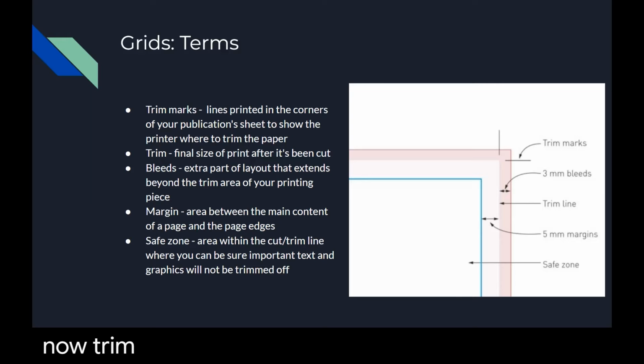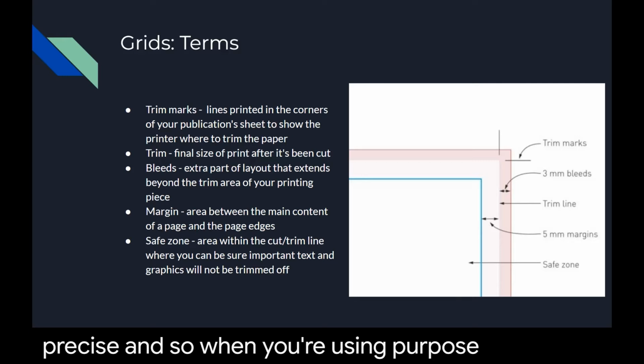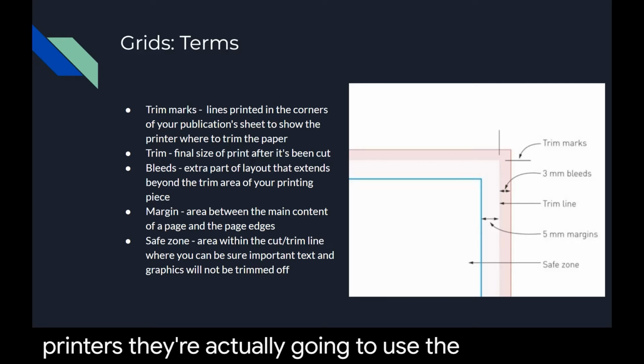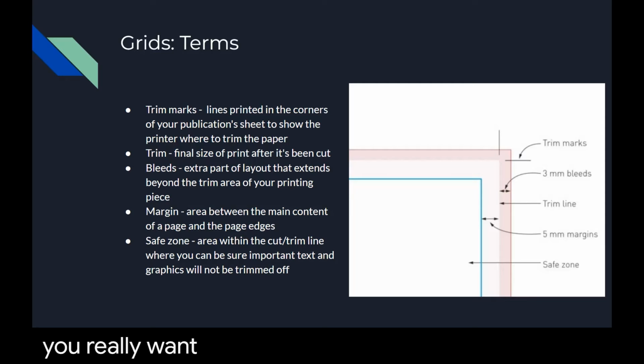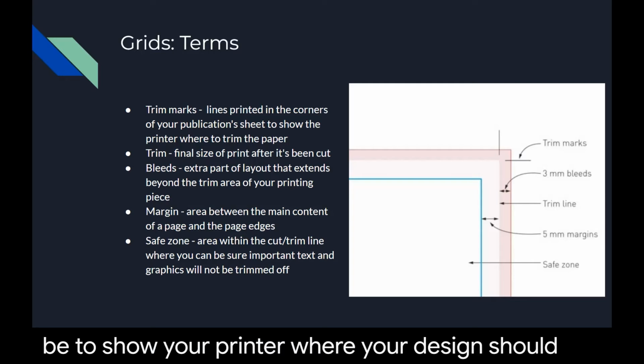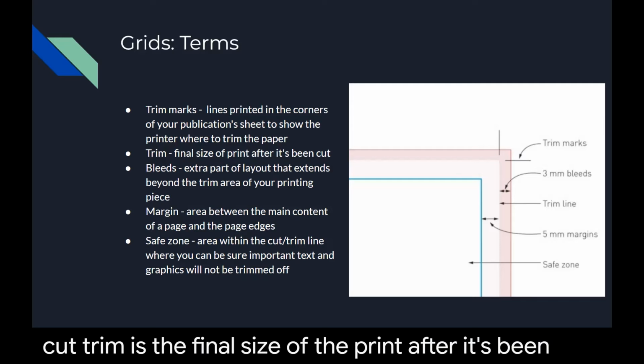Now, trim marks are the lines that are printed in the corner of your publication sheet that show the printer where to trim the paper, because you're actually going to print out your designs smaller than the paper's edge. This allows the printer to be more precise. And so when you're using professional printers, they're actually going to use larger pieces of paper or whatever medium you're using than what you really want. So you need to place trim marks to show your printer where your design should be cut. Trim is the final size of the print after it's been cut.